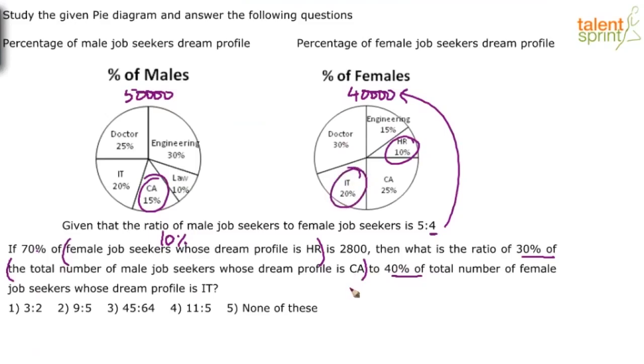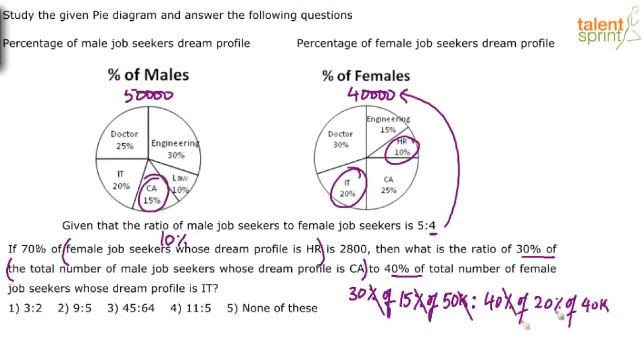So basically, the answer is as follows. 30% of male job seekers whose dream profile is CA is 15%. So 30% of 15% of 50,000 is to, for the female, the second part here, 40% of female job seekers whose dream profile is IT is 20%, which is of 40,000. Again, if you are smart, you will not put all these percentages because you know that these are common on both the sides and will get cancelled. So 30 into 15 into 50, 40 into 20 into 40.